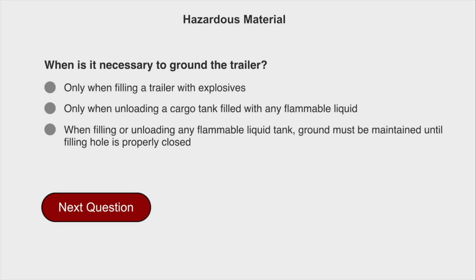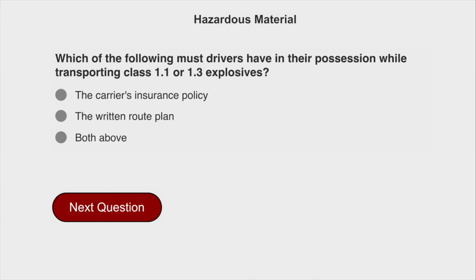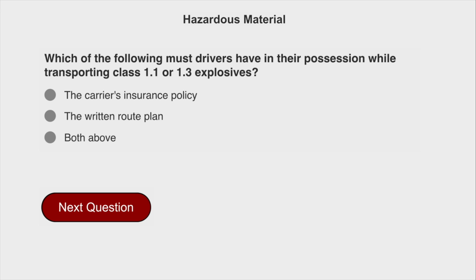When is it necessary to ground the trailer? When filling or unloading any flammable liquid tank, ground must be maintained until the filling hole is properly closed. The total transport index of all radioactive material packages in a single vehicle must not exceed 50. Which of the following must drivers have in their possession while transporting class 1.1 or 1.3 explosives? The written route plan.